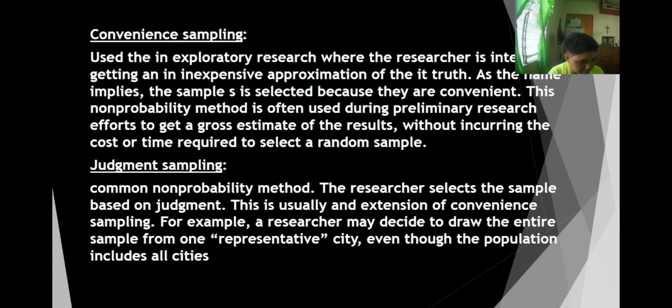It is a common non-probability method. The researcher selects the sample based on judgment. This is usually an extension of convenience sampling. For example, a researcher may decide to draw the entire sample from one representative city, even though the population includes all cities.